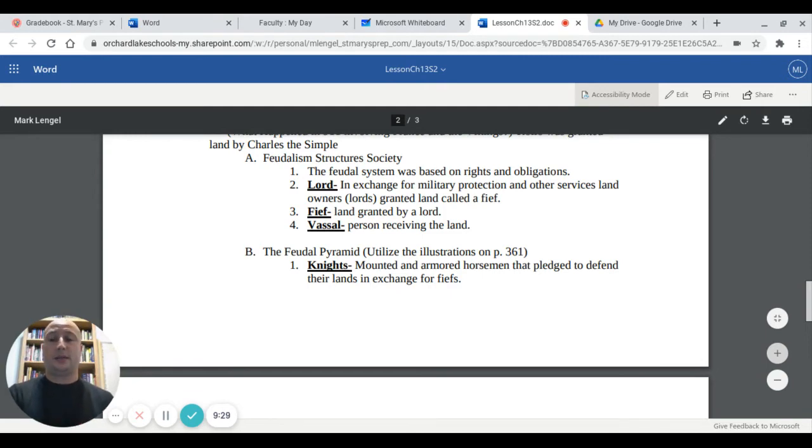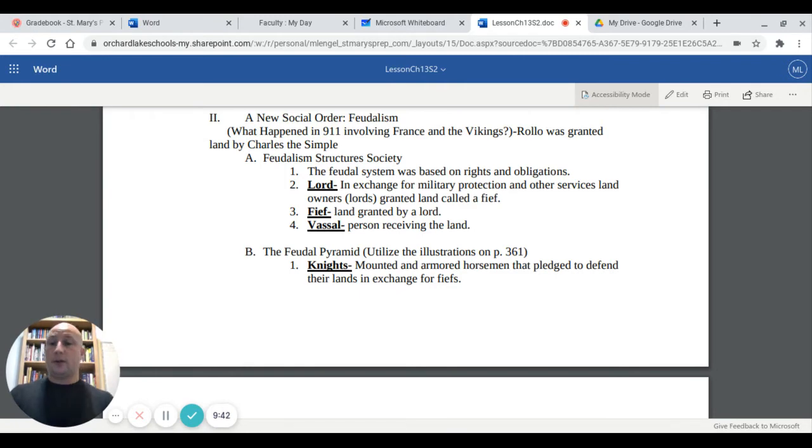So the land grant, the process of granting your land to someone else, is called a fief. A fief is land granted by a lord to a vassal. The vassal is the person receiving the land from the lord. So originally, the king is the lord. He grants a fief of land to the vassal, who's the noble. Now the noble has the land. He can divide up his land into parcels. Who's he going to give his land to? Military guys. Who are those guys?